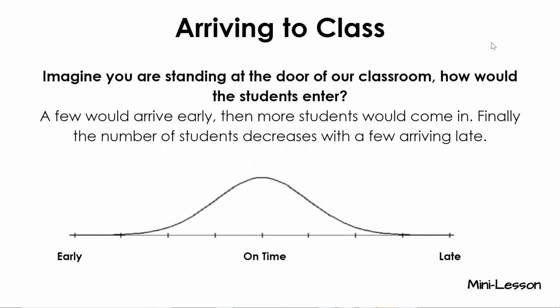I don't condone gambling. Okay, so imagine you are standing at the door of our classroom. How would the students enter? If you arrive early, a few students would come in, then more students, and finally the number of students decreases with a few arriving late. Not throwing shade. We would have a couple come in early, the majority of people are going to be on time, and then a few that are late, right?